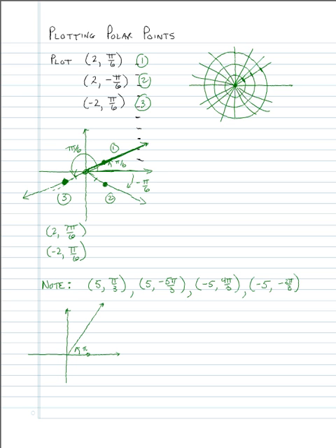And if I measure 5 units out, let's see. Here's 1, here's 2, here's 3, here's 4, here's 5. So we're talking about this point. Now, if I look at negative 5 pi over 3, let's see. That means I'm measuring in this direction, doesn't it?